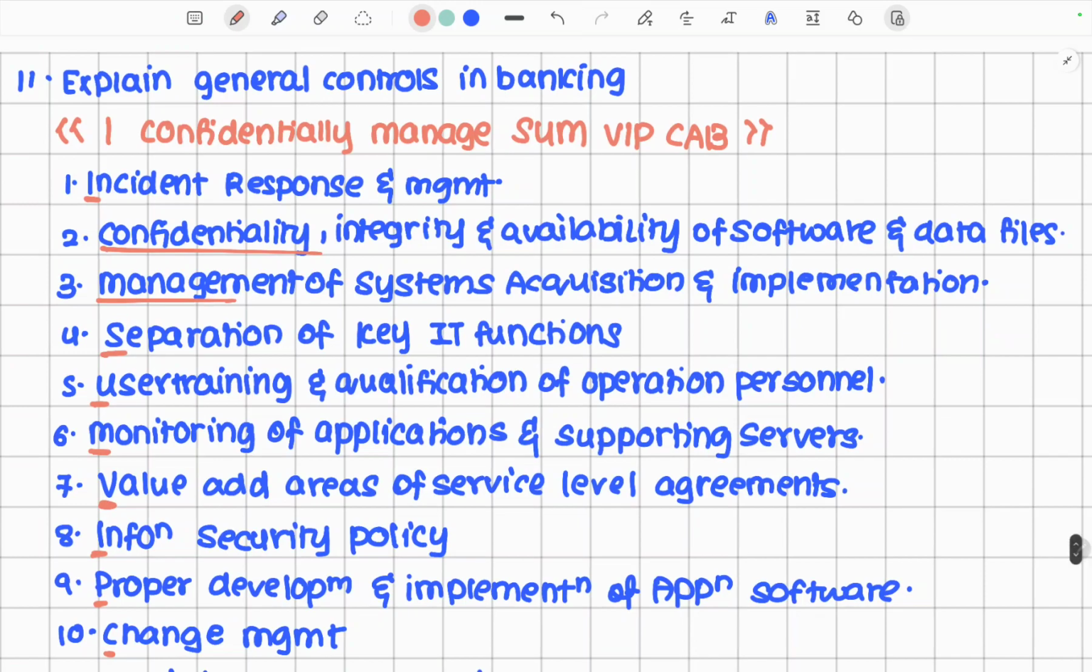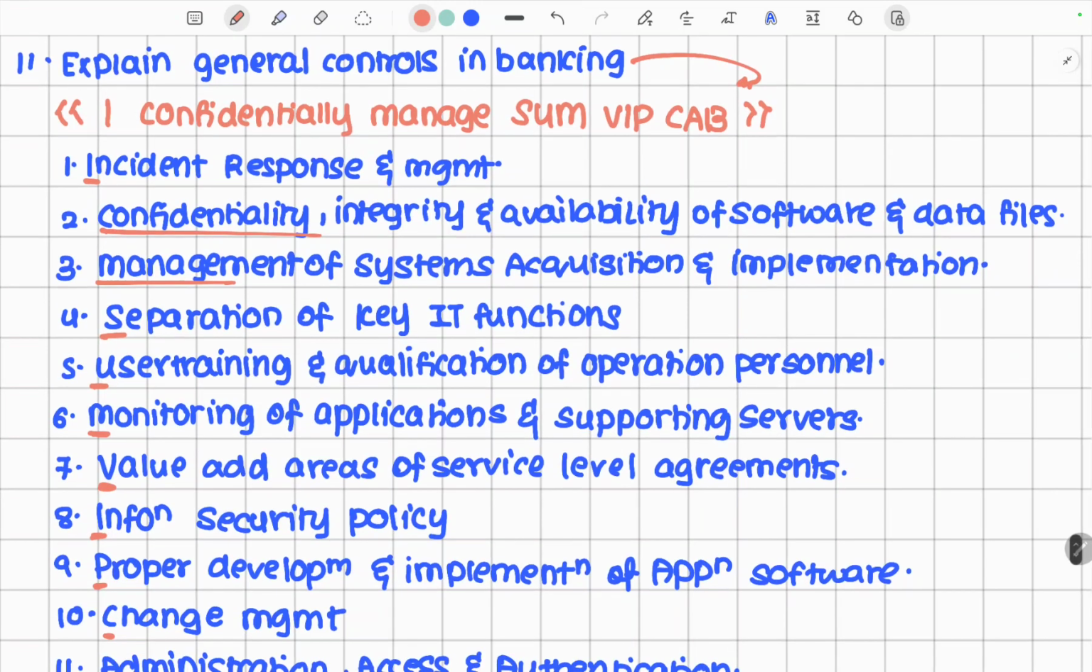Now this is again another big answer with many head points. Explain general controls of banking. What kind of general controls does banking provide? I confidentially manage some VIP caps. This is what the bank says: I confidentially manage some VIP caps. This was the question asked by people to banking, and banking said I confidentially manage some VIP caps.